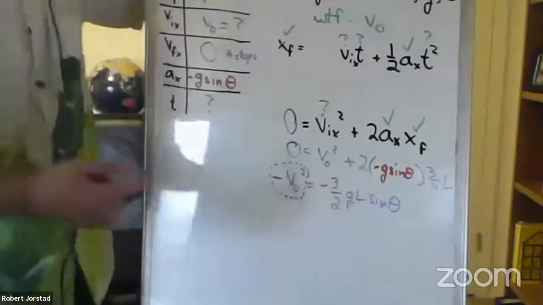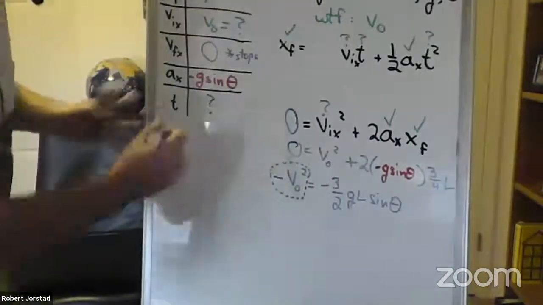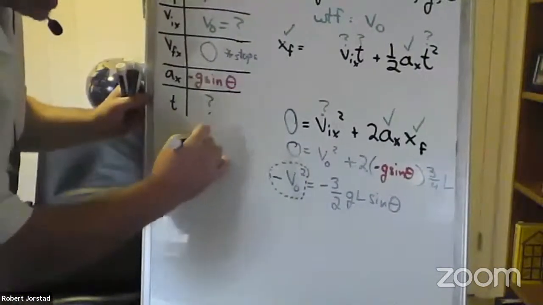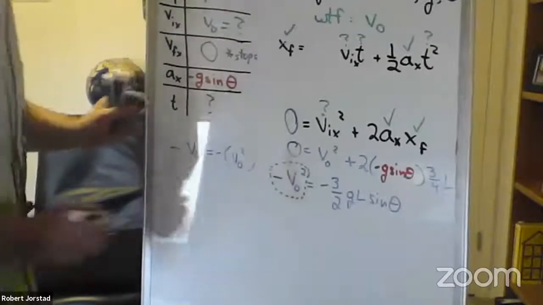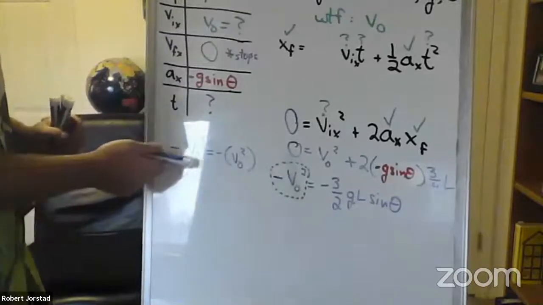So it's important to know that negative V0 squared is equal to the negative of V0 squared. Just remember that. This is correct.